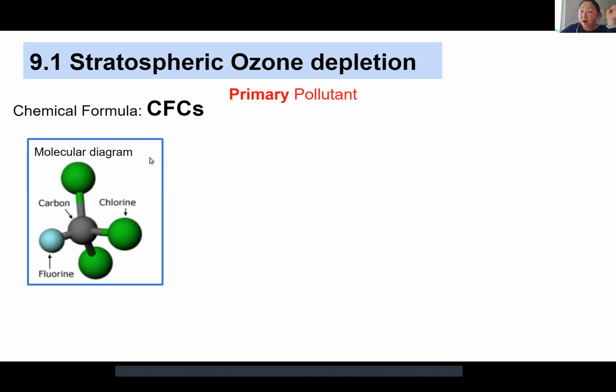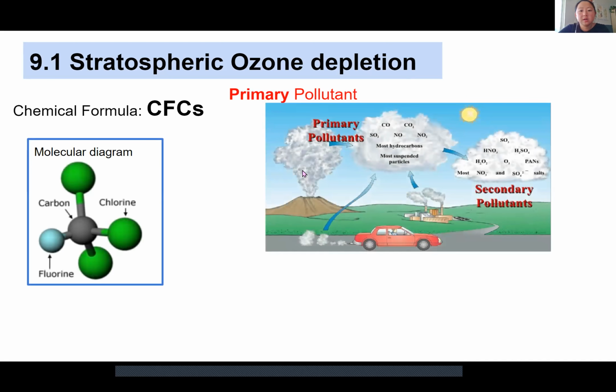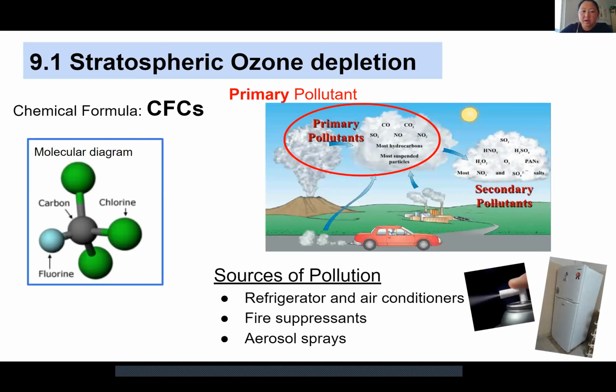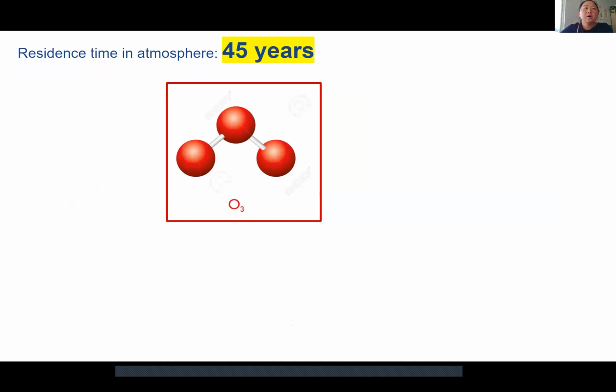All right, it is a primary pollutant, which means it's put directly into the atmosphere. It's not created via recombination in the atmosphere. So it's put directly in as opposed to these secondary pollutants. And some sources of pollution are refrigerators, air conditioners, fire suppressants and retardants, and then aerosol spray cans. So those are all sources of CFCs. Now, a large part of why CFCs are so damaging is because they can last in the atmosphere for up to 45 years, which is a long time.